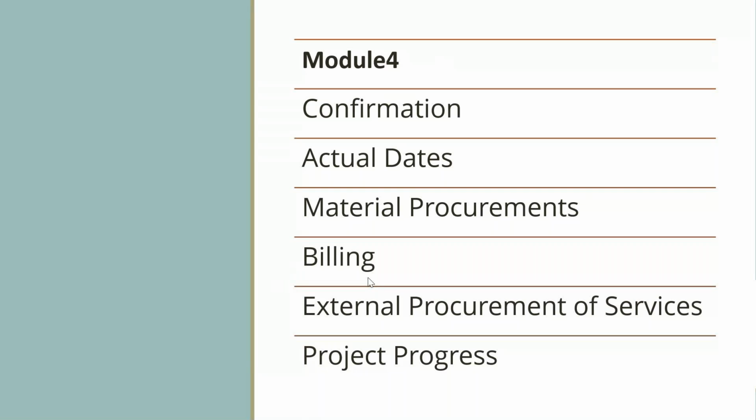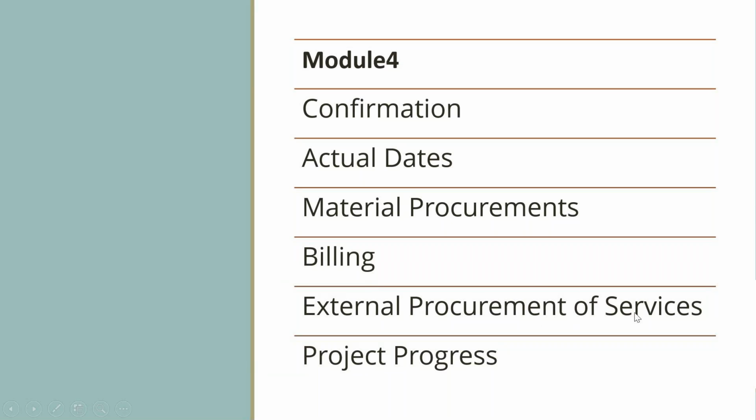When you talk about the WBS structure, you have a WBS, then you have network, you have activities, and activities again multiplied and divided further. And then you'll have milestones. All of that is the structure part. Next, one more thing is the external procurement of services.